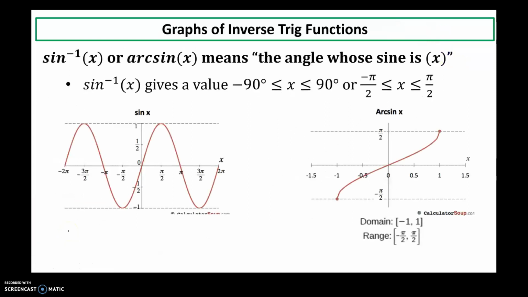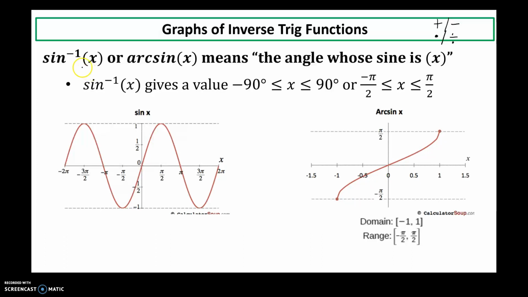Okay, so next, your inverse function. So think of what an inverse is. Okay, so the inverse of addition would be subtraction. The inverse of multiplication would be division. If we think of them in terms of solving, it's what we use to solve or undo a function.